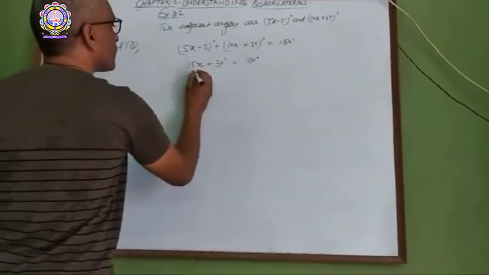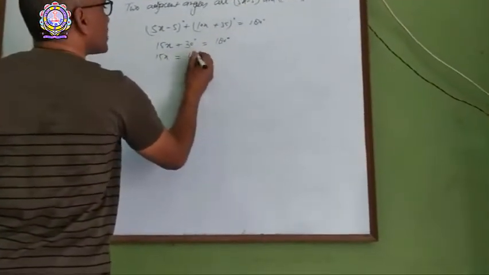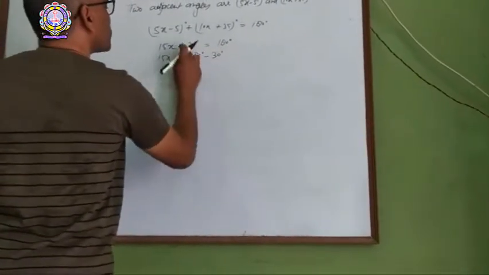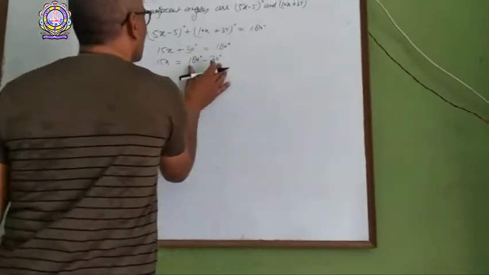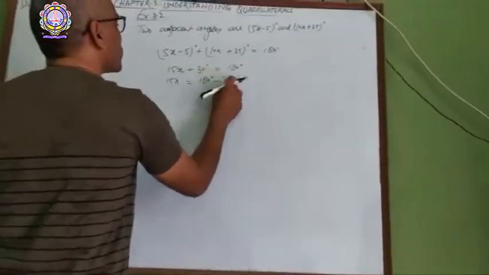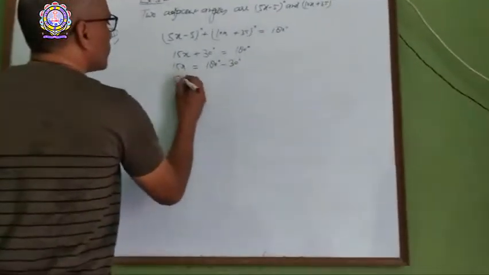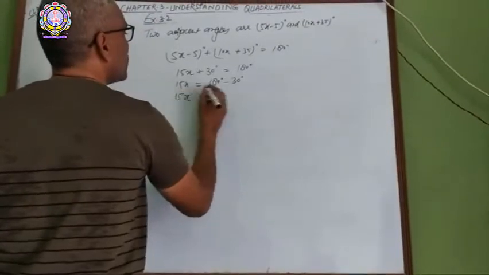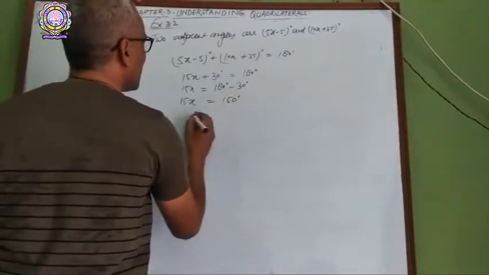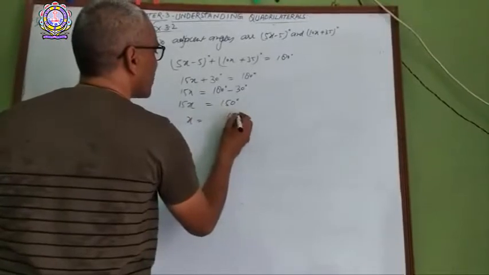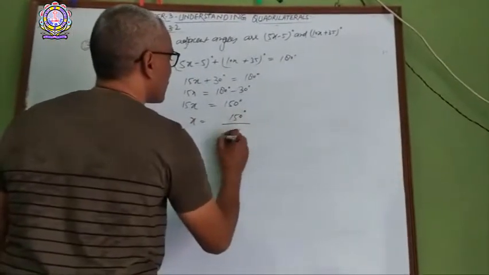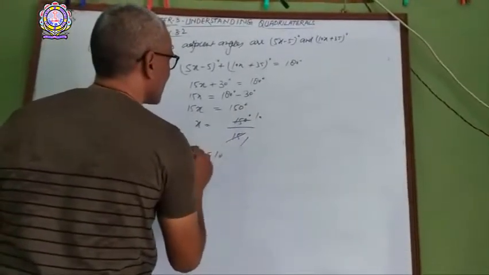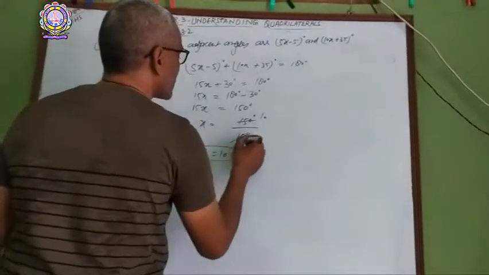Okay, 15x must be equal to 180 degree minus 30 degree. When we transpose 30 to the right hand side, this will be minus 30 degree. Now you will get 15x equal to 150 degree, and x must be equal to 150 degree upon 15. 15 ones are 15, x is 10. X must be equal to 10.